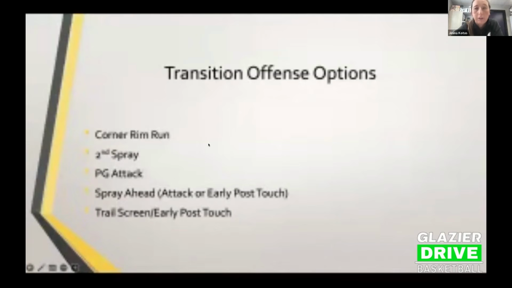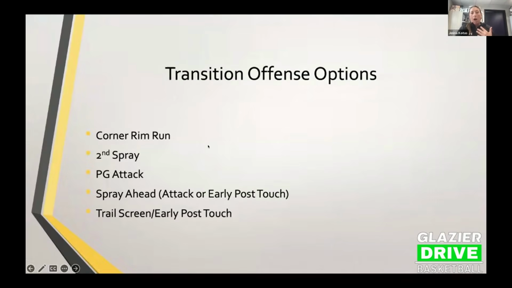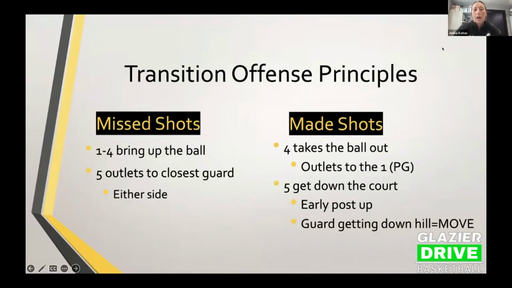So with that, as you can see, those are the different looks that we have as far as our transition goes, and you guys able to see them more in a live setting. And with that, here's our principles with it. So on missed shots, all of our guards 1 through 4 are able to bring up the ball. So if our 4, who's technically a post in some scenarios, gets an offensive or a defensive board, she's able to bring up the ball just like our point guard is, and be ready to run the lanes.